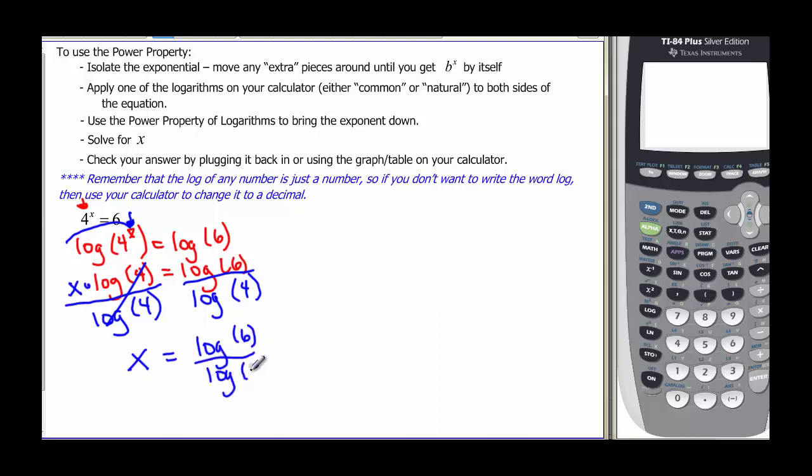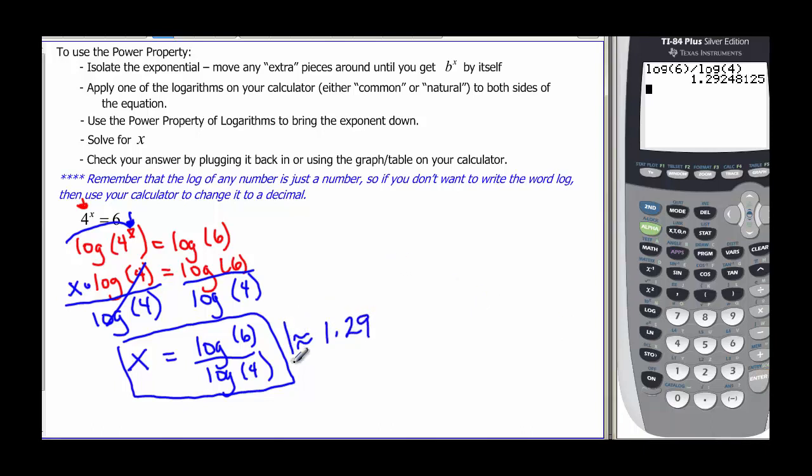Now that is an exact answer. You can leave it at that. This is a perfectly fine answer. This little statement up here says, remember that the log is just a number. So if you don't want to see that log, if it's harder for you to recognize that as a number, then we can find the decimal. So we take log of 6 exactly like we see it. So I have to have the log of 6 divided by, and then I have to write log again of 4. And when we do that, we get 1.29 approximately. So either one works.